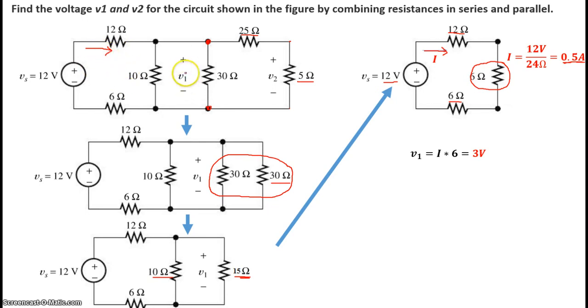Now using that current, what we can do is find the voltage. Remember, the voltage V1 was between these two nodes. As we combined resistances, those nodes have stayed the same. So V1 is actually across the 6 ohm resistor, the equivalent resistance is 6 ohms. That's why V1 is the current going through that 6 ohm resistance. So half an amp times 6 ohm equals 3 volts. We figured out that V1 is equal to 3 volts. So that is 3 volts.